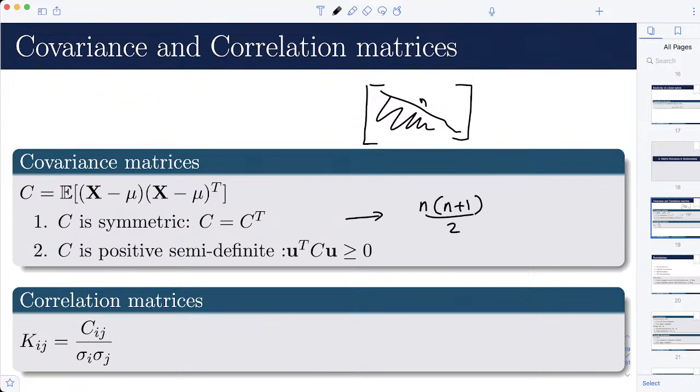And you want to say that since we're just storing the lower triangular part, we just have this many elements that we want to store.